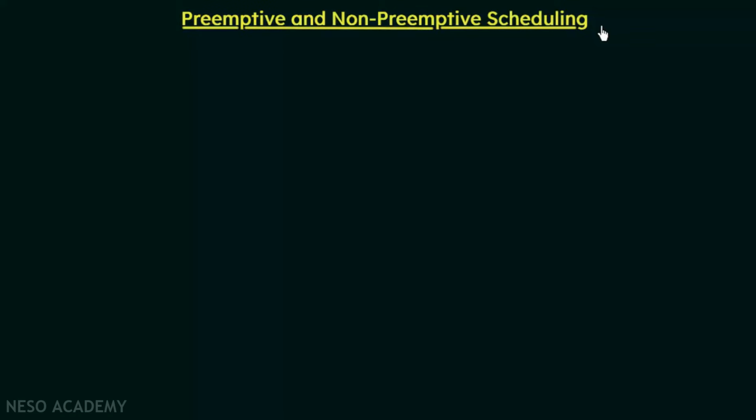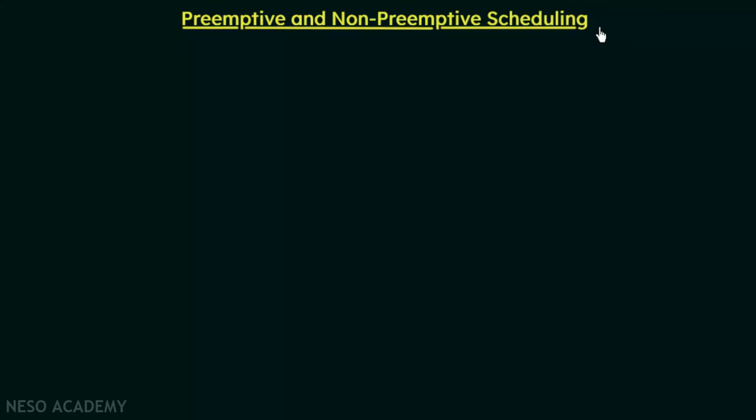In this lecture, we are going to study preemptive and non-preemptive scheduling. Preemptive and non-preemptive scheduling are two different ways in which scheduling can take place. Remember that they are not CPU scheduling algorithms, but two ways in which CPU scheduling takes place. In this lecture, we will try to understand what this means and get a good idea about preemptive and non-preemptive scheduling.